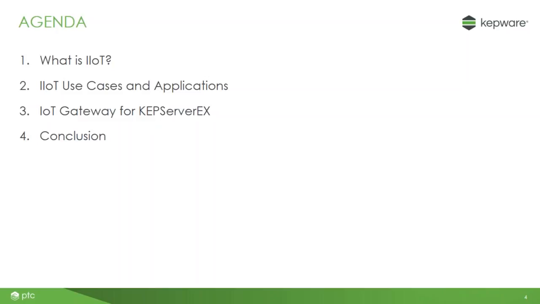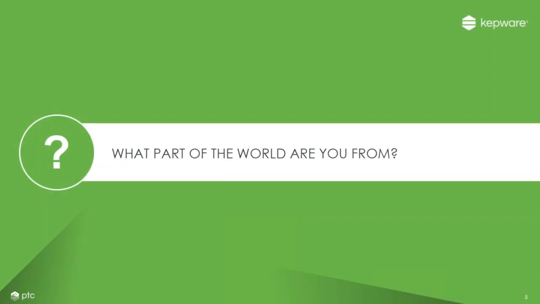Okay. So just a quick agenda. We're going to cover what it means, in general, when we're talking about the industrial Internet of Things. We'll then jump into use cases and applications. We'll just do a quick level set specifically on the IoT Gateway plugin for KepServer, and then we'll wrap it up with a conclusion and move forward from there.